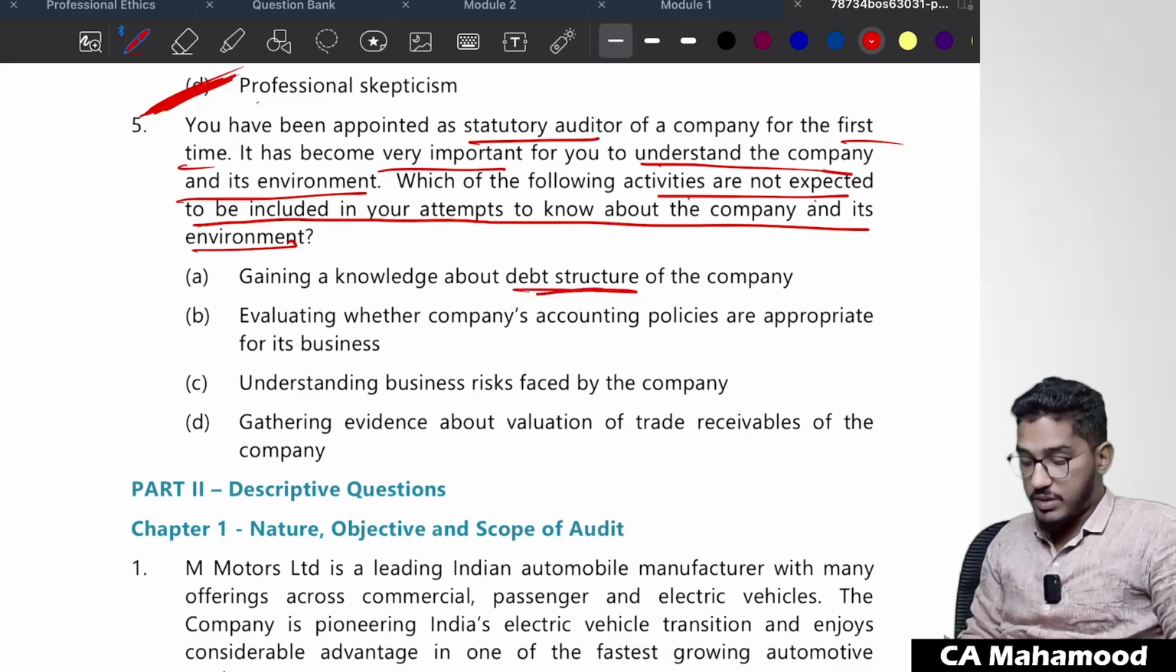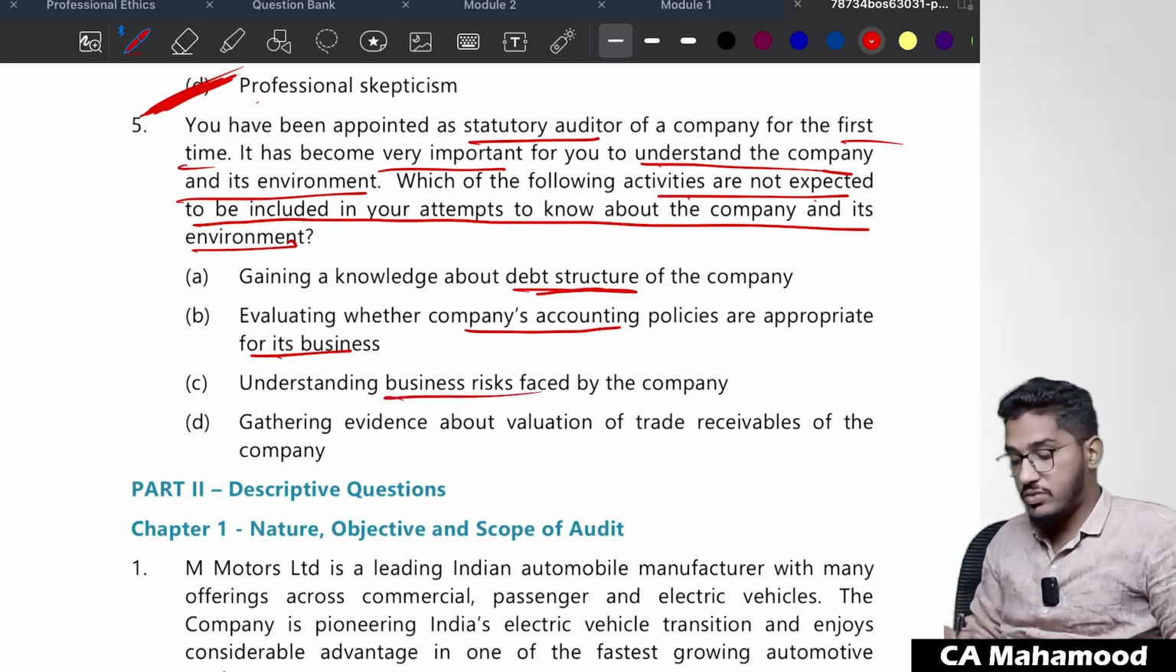Yes, we will try to obtain this information. Evaluating whether the company's accounting policies are appropriate. Yes, this also we will try to obtain regarding the company. Understanding business risk faced by the company. Yes, this also is related to the company's environment. Gathering evidence about valuation of trade receivables of the company.